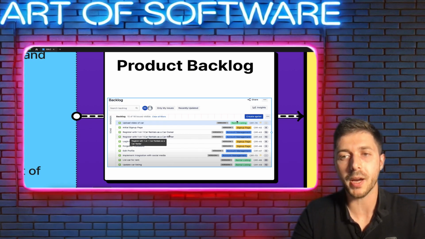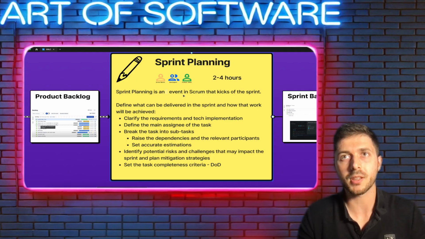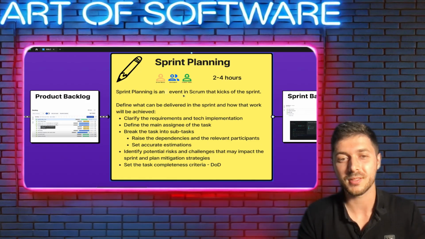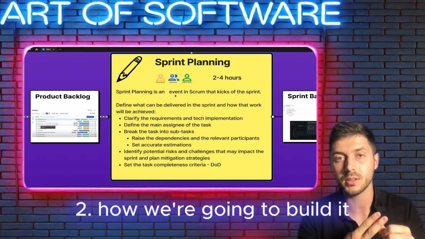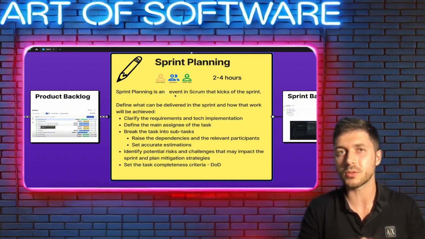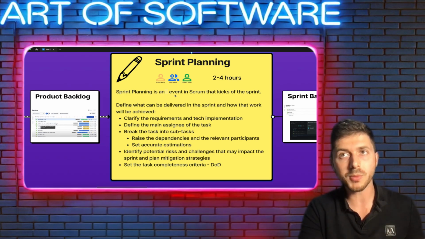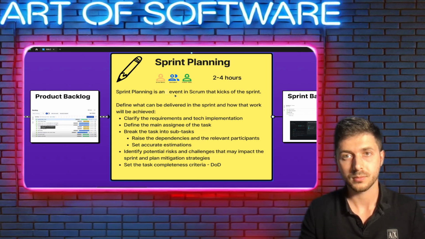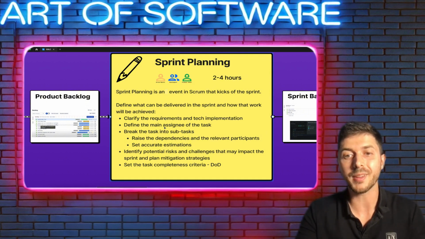Now, after the product backlog is ready, we can move to the sprint planning. The purpose of the sprint planning is to define what we can deliver in the sprint and how the work will be achieved. I like to define it in 3 questions: what we are going to build, how we are going to build it, and who is going to be in charge. Now, as you can understand, the sprint planning and the backlog refinement totally rely on each other.